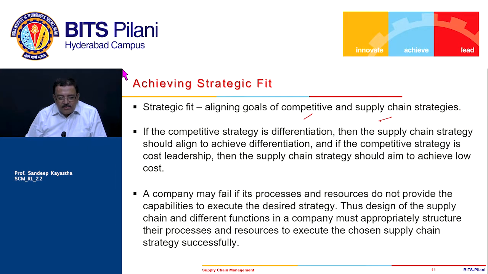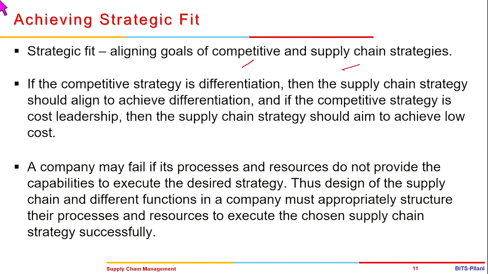In the previous videos, we have seen a company has got a competitive strategy. It may choose to go for differentiation, or it may choose to go for cost minimization. Similarly, supply chain strategies can also be of different kinds. It may choose to minimize cost, or it may choose to maximize the benefit to the customer. Now, what is the relationship between competitive and supply chain strategies?